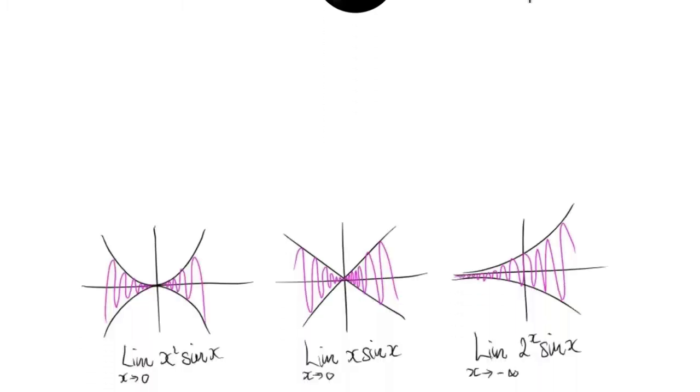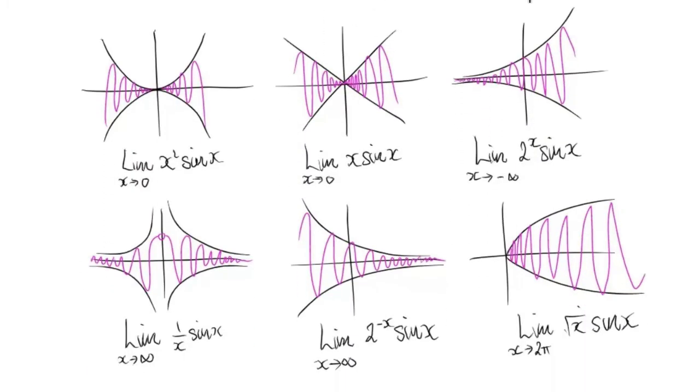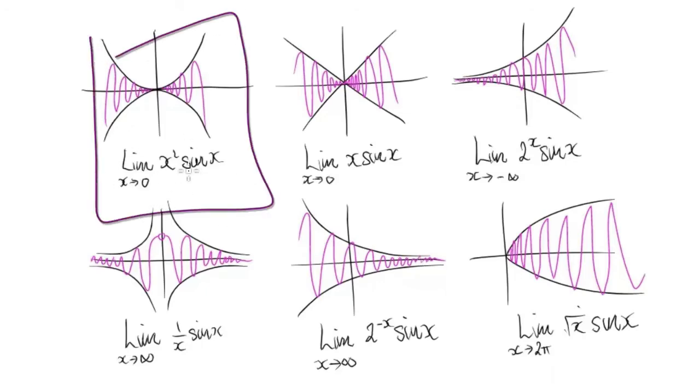Okay, let's give you guys some practice. Find the limit of each of these functions. Here, if you look at x squared sine squared, I've already given an explanation as to why this function looks like this. Let me just give you a quick reminder.